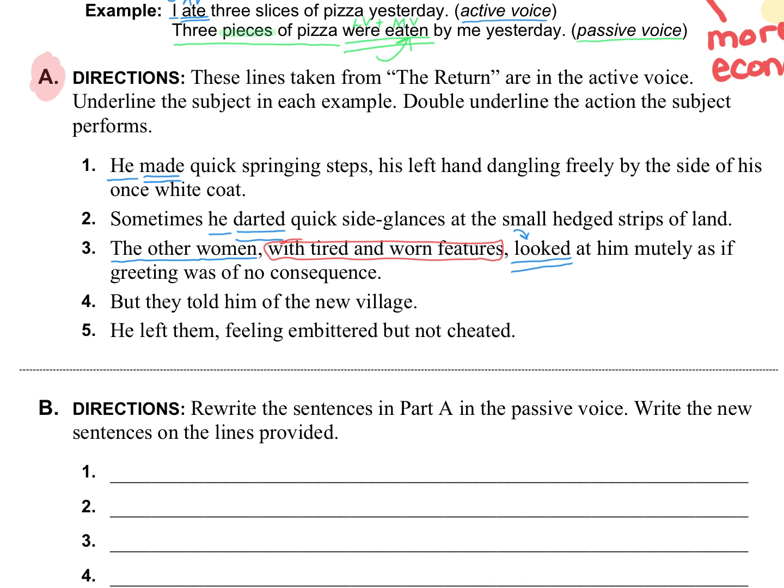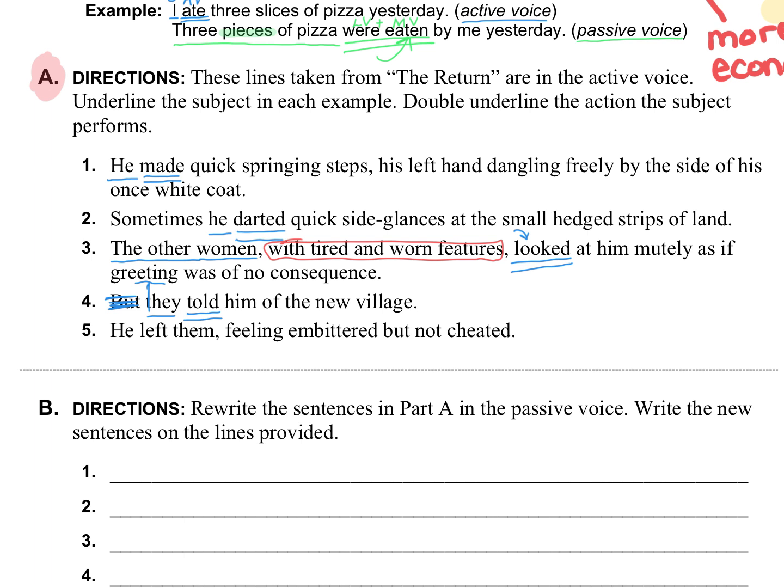Number 4, but they told him of the new village. And I hate this example because I really want to say that it shouldn't begin with but. It should just begin with the capital T. Okay, so they told him of the new village. Homer, what is the sentence about? Pause it. Okay, the sentence is about they, and what did they do? They told.